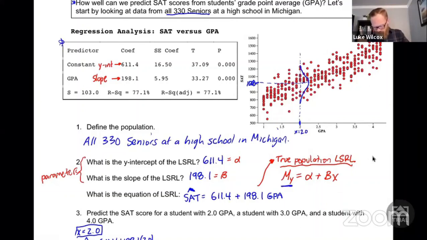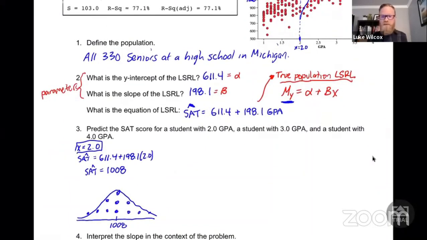This is precisely why we're using this notation here, right? So we're actually not just predicting the SAT score for a single student with a 2.0 GPA. We are predicting the mean SAT score for all students that have a 2.0 GPA, which we would expect to be at the center of this normal distribution that we have here.